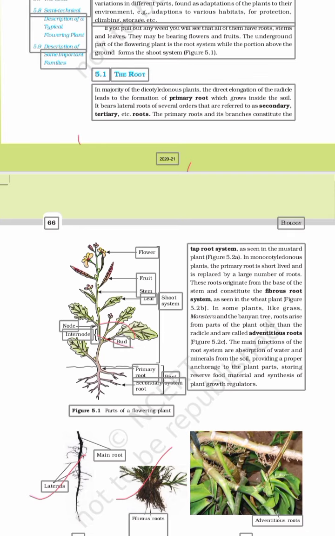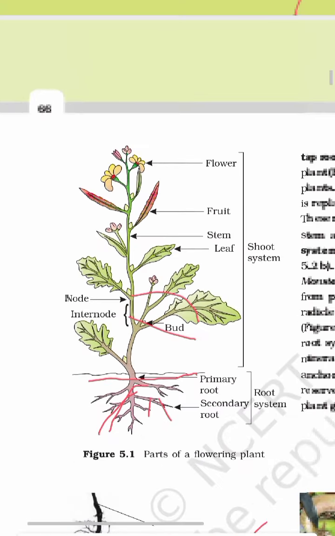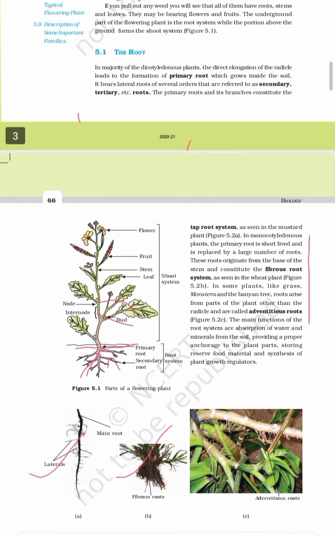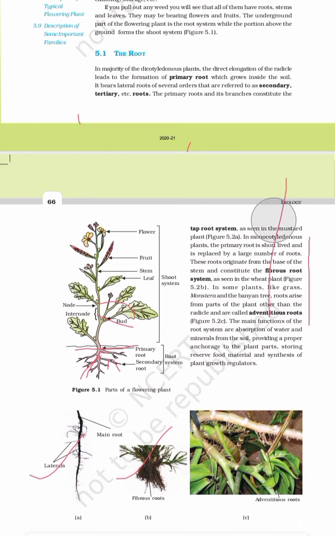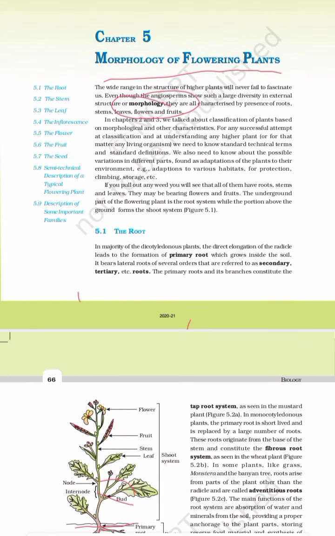So the first function of a root is to provide anchorage, that means support to the plant, as you can see over here. Secondly, to fetch minerals and water from the soil. Third, extra food is stored, and some plant growth regulators are synthesized. So these are a few functions of the roots which you are supposed to remember, right?